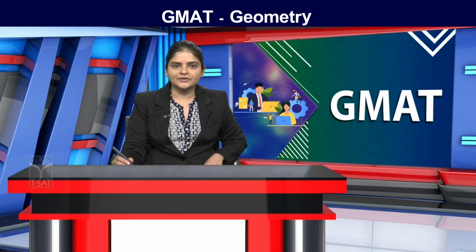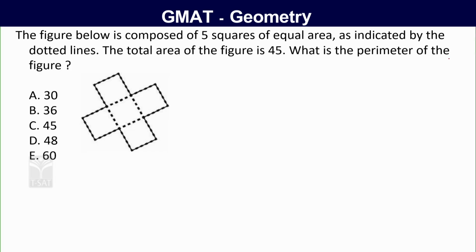So today's topic is geometry. We'll be looking at some sample questions. Let's begin. So the first question says, the figure below is composed of 5 squares of equal area as indicated by the dotted lines. The total area of the figure is 45. What is the perimeter of the figure?